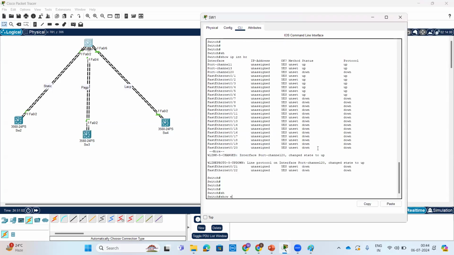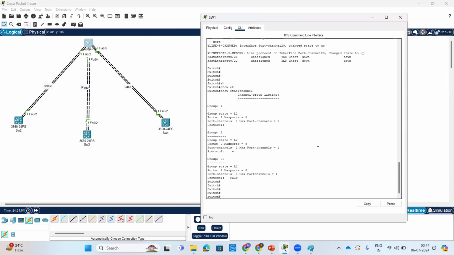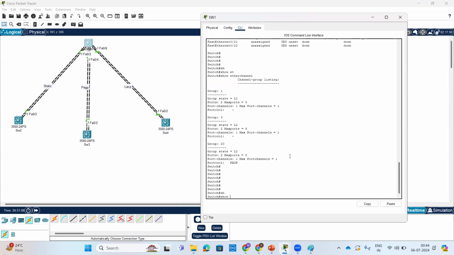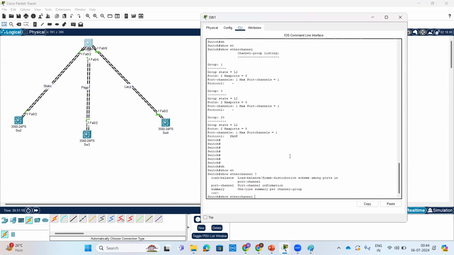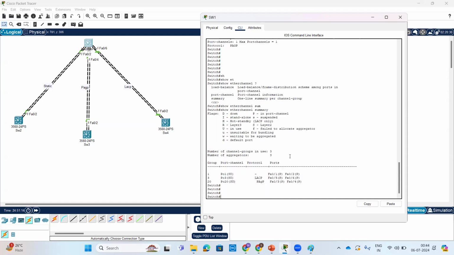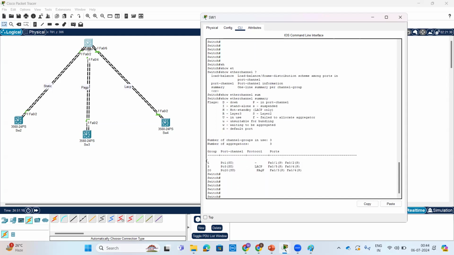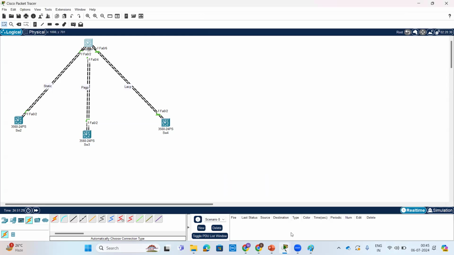Here you can verify. Show ether channel summary. We have 3 ether channels, 1, 3, 20. This is LACP, PAGP. With these commands, we can verify it. This is all about ether channel. If you have any queries, ask me.